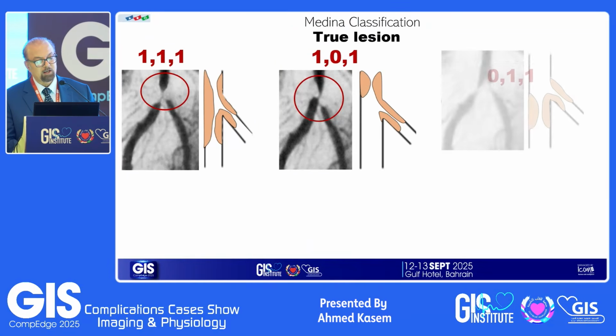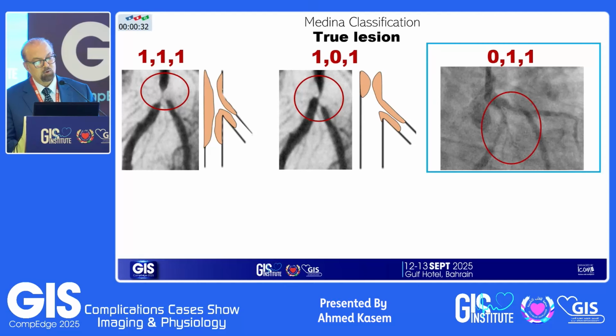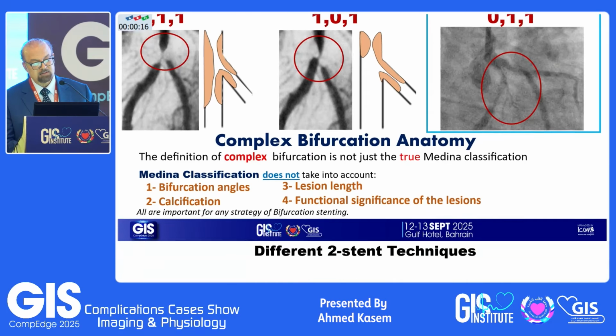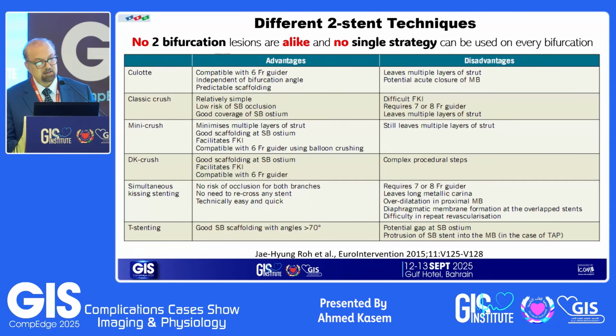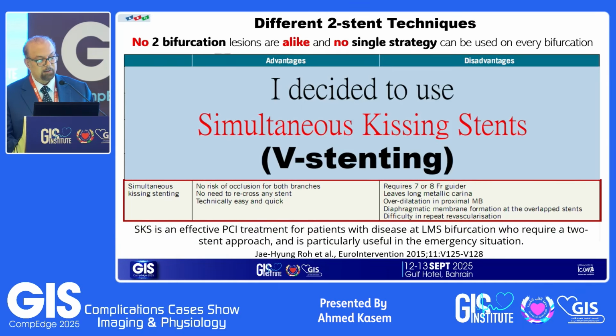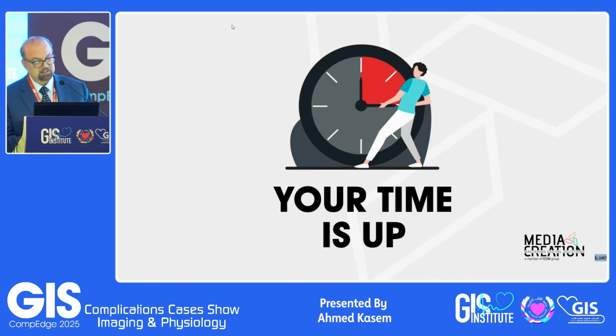Of course, all of us know the true Medina classifications are 111, 101, and 011. Our patient is 011. The Medina classification of complex bifurcation anatomy does not take into consideration the bifurcation angle, calcification, lesion length, or functional significance. We have multiple strategies, and no single strategy fits all the anatomy of bifurcation lesions. In this setting, I decided to use simultaneous kissing stenting because this patient has EF 30%.